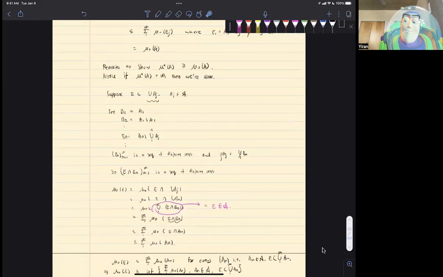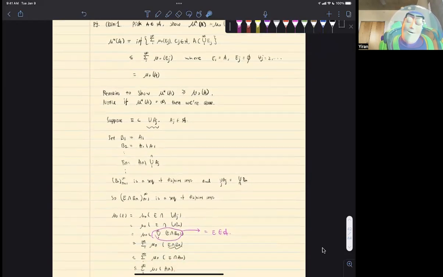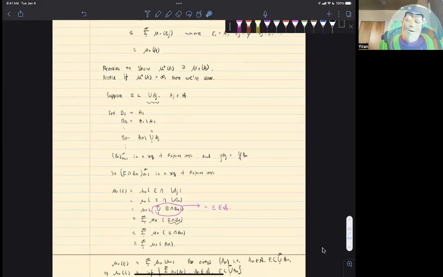And that's why at the very beginning, we pick E in this, and we are saying, okay, choose an arbitrary sequence of collections such that E is in the union of the AJ, and each AJ belongs to the algebra A. So that is arbitrary. That will lead us to have an arbitrary element in that infimum collection, and that's what we want. So that's why we are doing this.